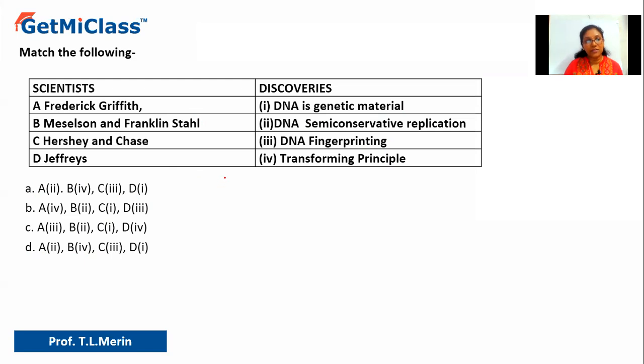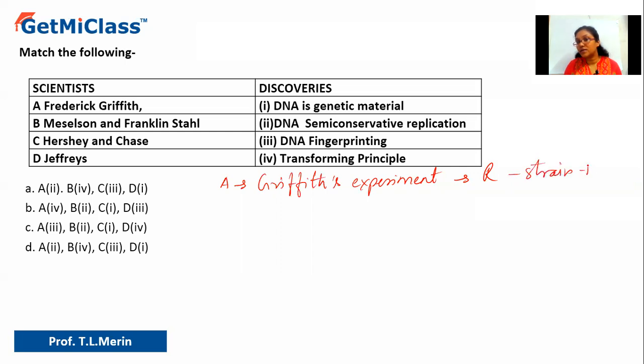So let us begin. The first one says Frederick Griffith, and we all know him by his experiment, that is Griffith's experiment. What experiment did he do? He conducted an experiment where he used two strains of pneumococcal bacteria, or you can say streptococcal bacteria, that is R strain, which was avirulent. Avirulent means it does not cause pneumonia, whereas S strain causes pneumonia, that is, it is virulent.